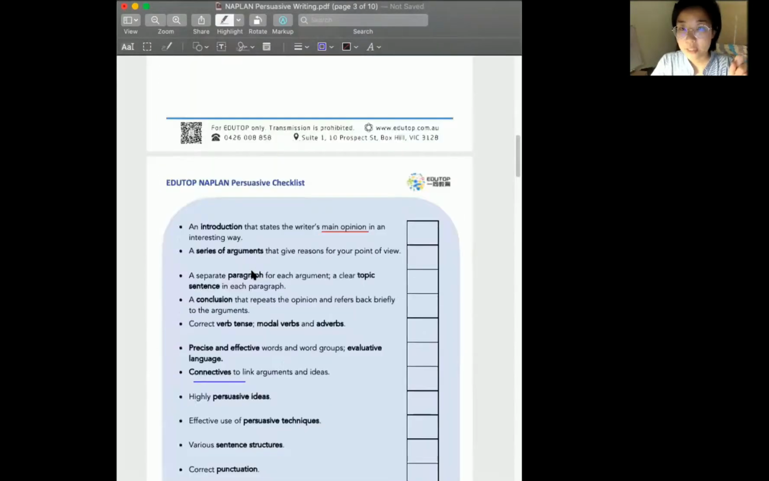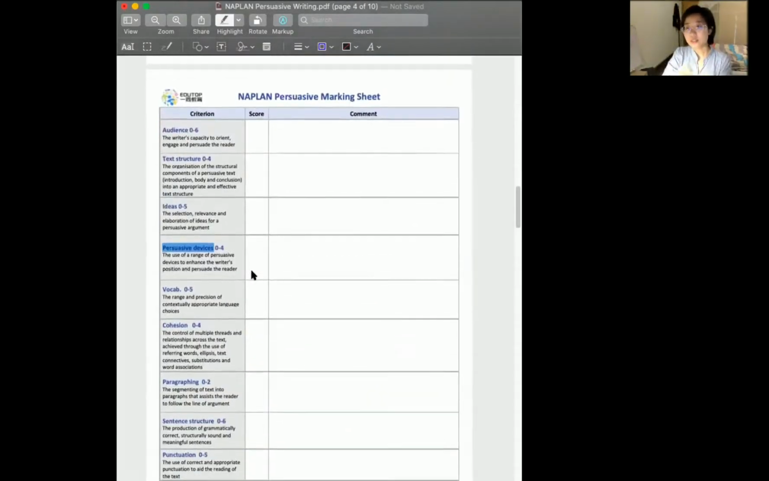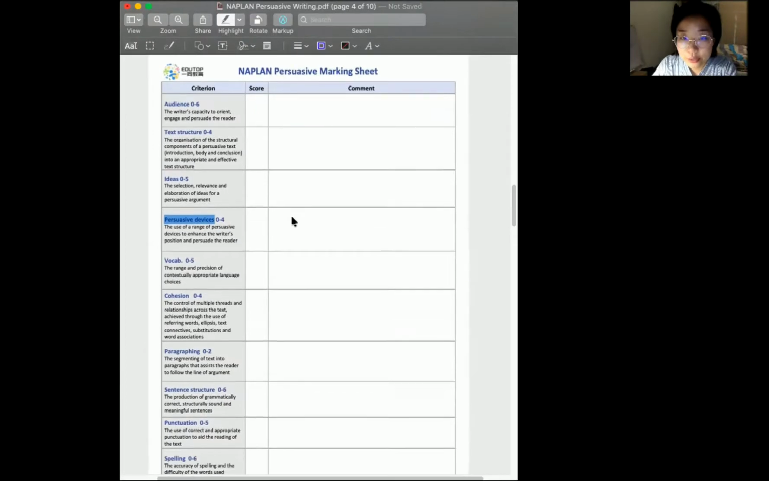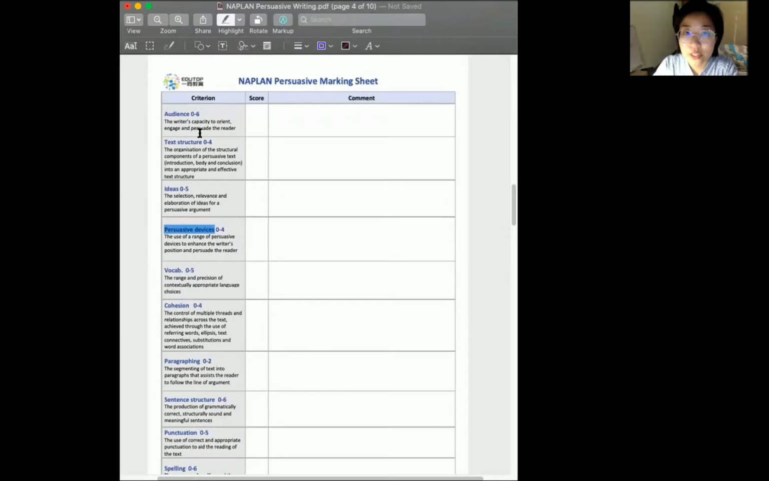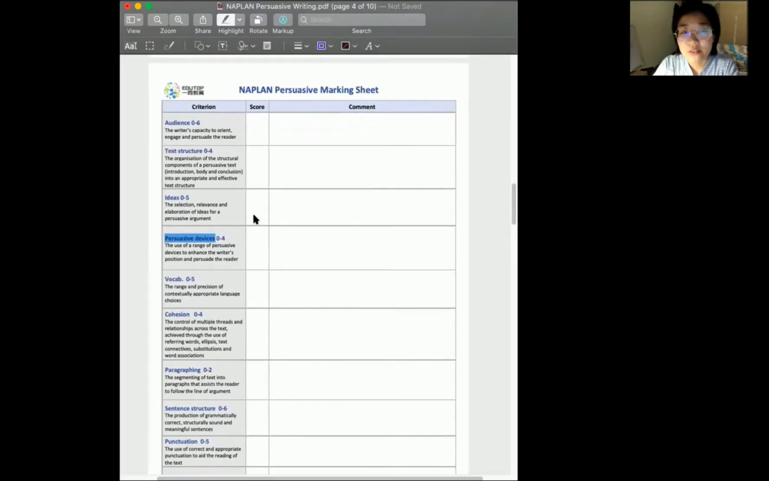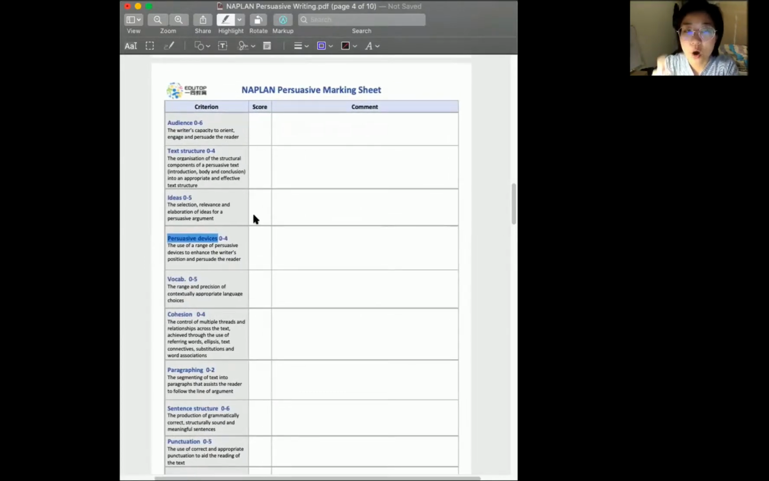Now, let's look at the rubric we're going to be marked on in the actual exam. So there are several areas we need to look on. So first, of course, audience. No matter what kind of genre you're writing, always bear in mind your audience. Yeah, we always write with a purpose. There's no writing that is without purpose.